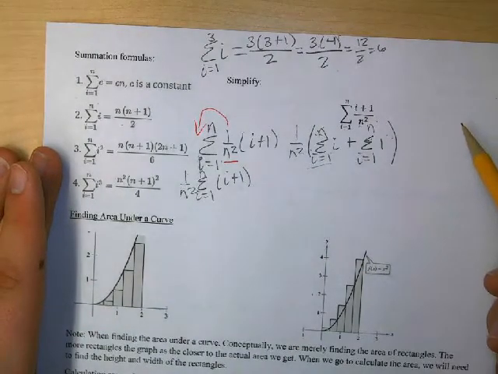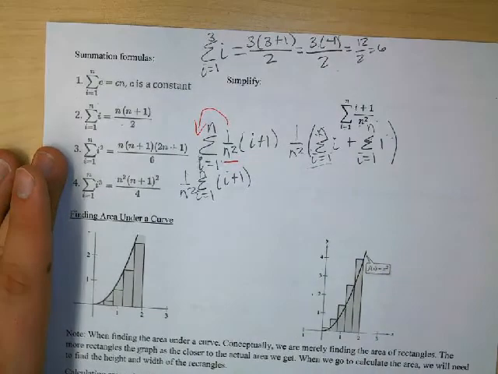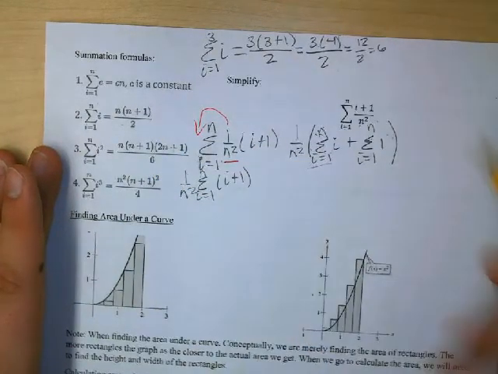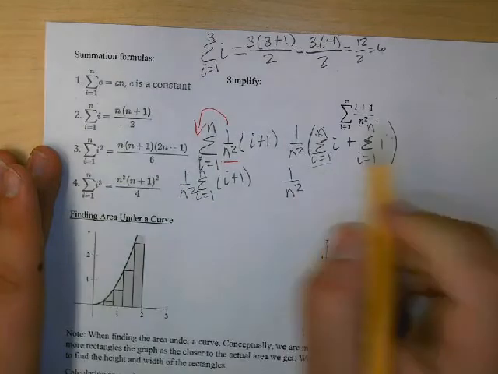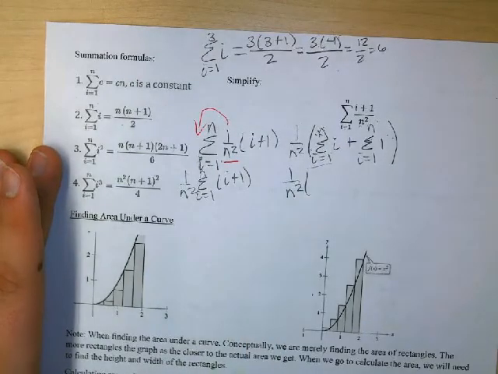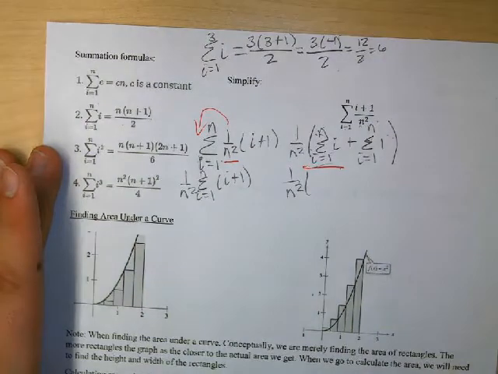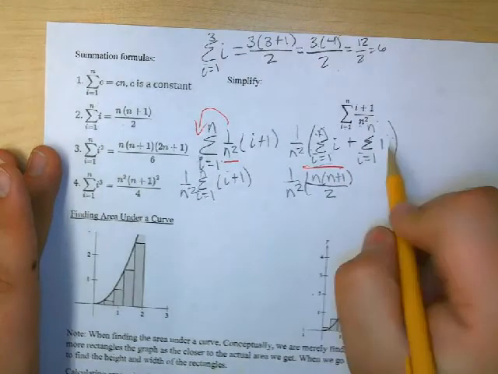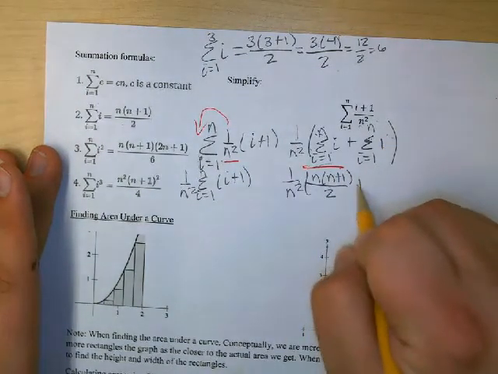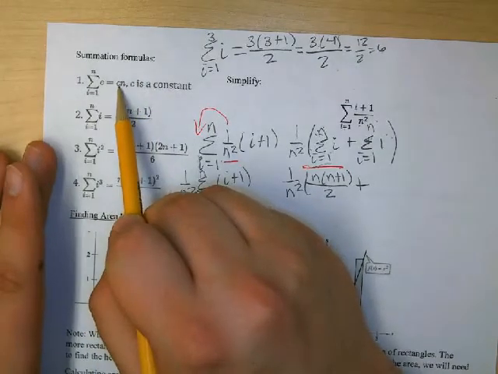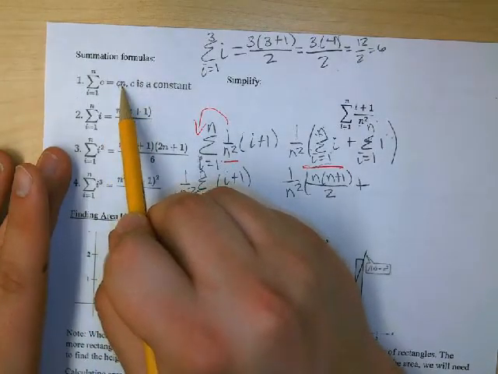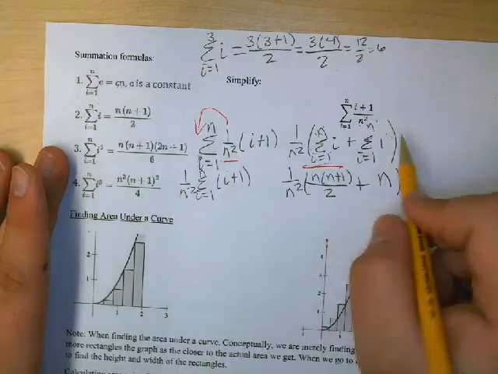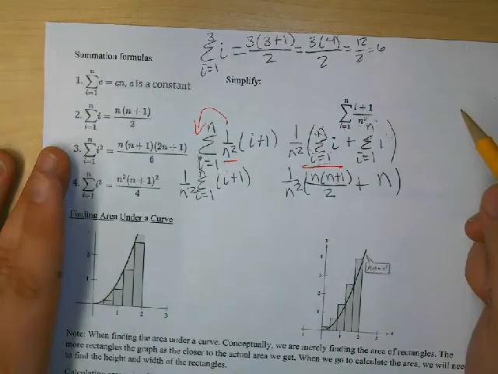Now I have it in basic terms, so I'm ready to substitute in these formulas over here. So I have 1 over n squared. Now this guy just equals n times n plus 1 over 2. This guy is just a 1, a constant. That's the same thing as the constant c times n, so in this case it's just going to be plus n, because 1 times n is just n, right?